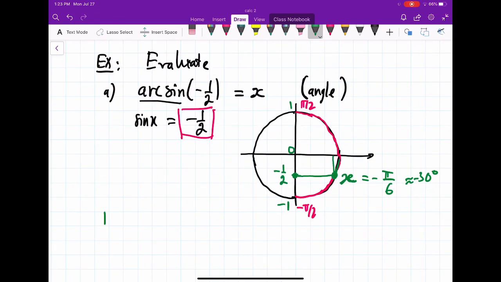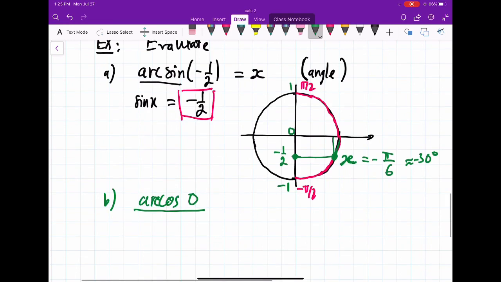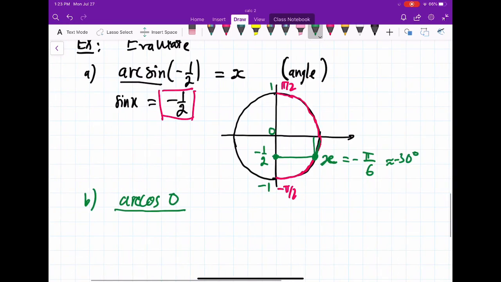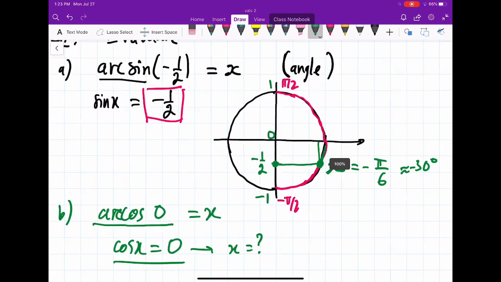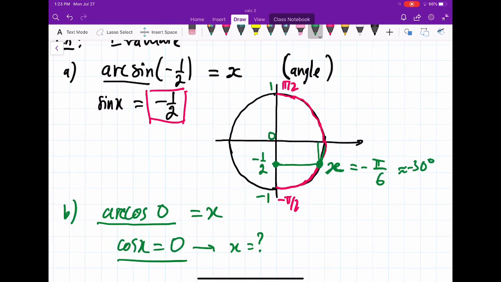Let's consider another example. Let's find arccosine of 0. And now, I will use the unit circle, okay? Of course, you can put this equal to x, right? And what is that? That means cosine of x is equal to 0, right? And you need to find x. But if you want to use the unit circle, you see, it's pretty easy.